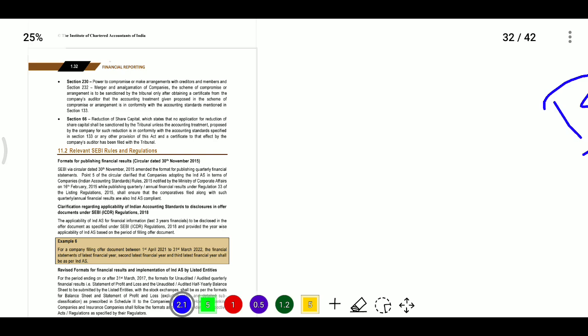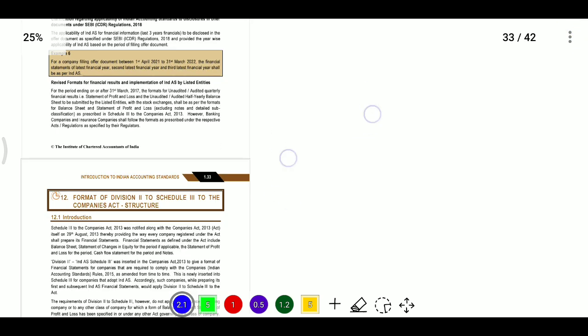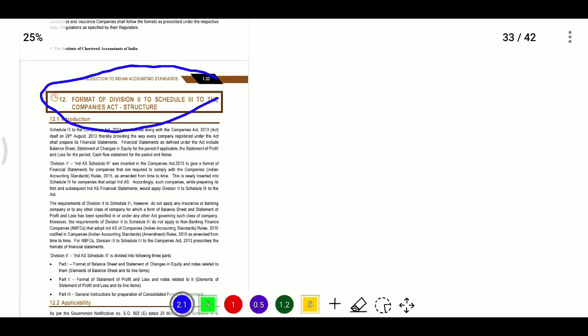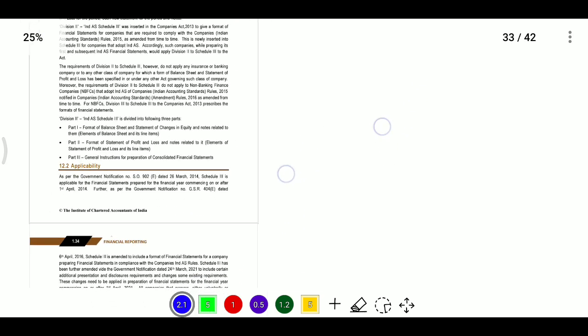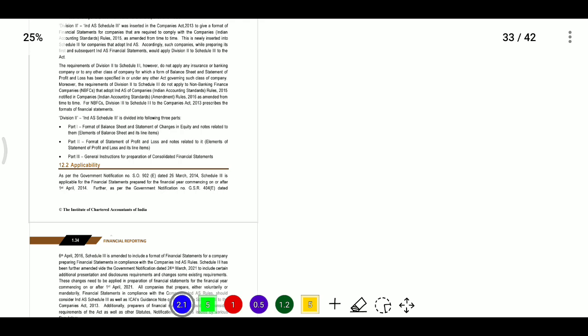Now, Ind AS financial statements. What is there in Ind AS financial statements? The format follows Division 2 to Schedule 3 of the Companies Act structure. For the format, we will include Division 2, Ind AS Schedule 3: the format of the balance sheet, the statement of profit and loss account, and the statement of changes in equity, and we need to include some others, like the statement of cash flows and notes to accounts, here itself.